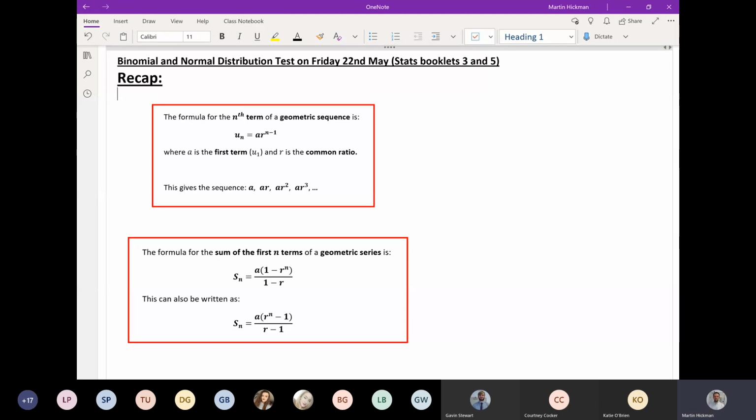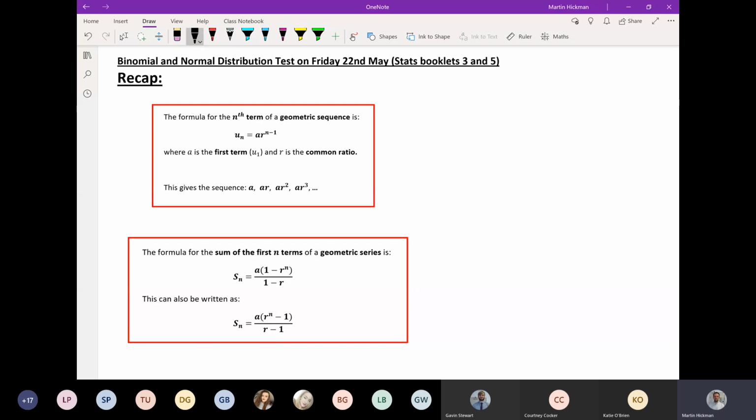Now, just to recap what we did in yesterday's lesson and also what we've done in geometric series before. If we want to find any term in a geometric sequence, we use this following formula here. And if we want to find the sum of the first n terms in the series, we can use either one of these two formulae here. For this one you do get given it in the formula book. But as we saw yesterday, we do need to still know how to prove these formulae.